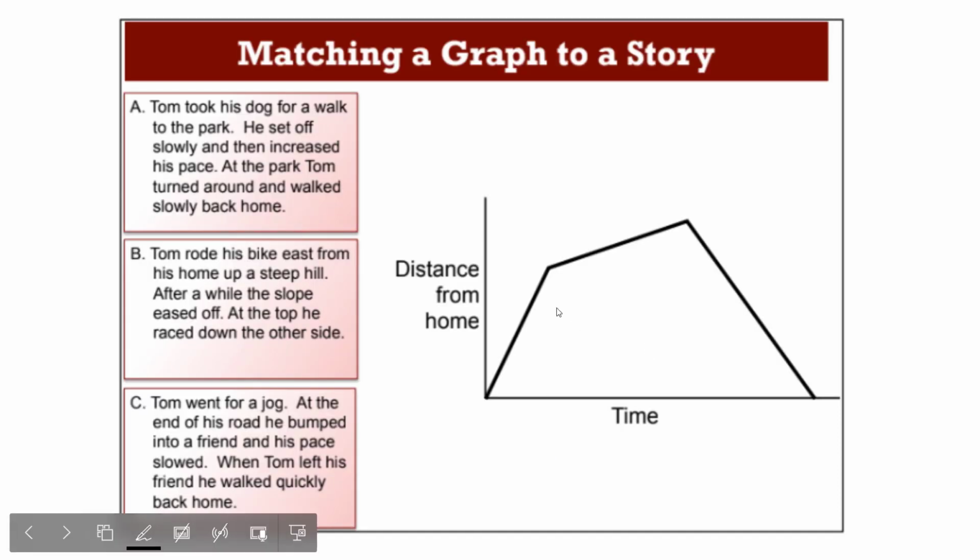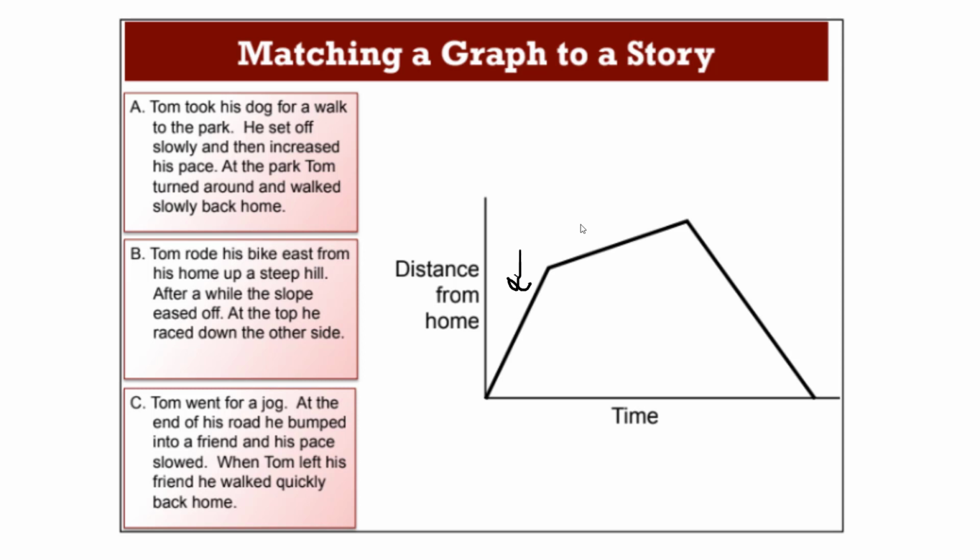So we have a distance time graph here, and we're going to think about it this way. So we have 3 stories that might fit. Tom took his dog for a walk to the park. He set off slowly and then increased his pace. At the park, Tom turned around and walked slowly back home. Now, here's the thing. He is moving here, but which one of these lines is faster? Line 1 or line 2? Remember, we're really asking which one of these lines is steeper. And line 1 is steeper. So he didn't start slowly and then increase. He started pretty quick and slowed down.